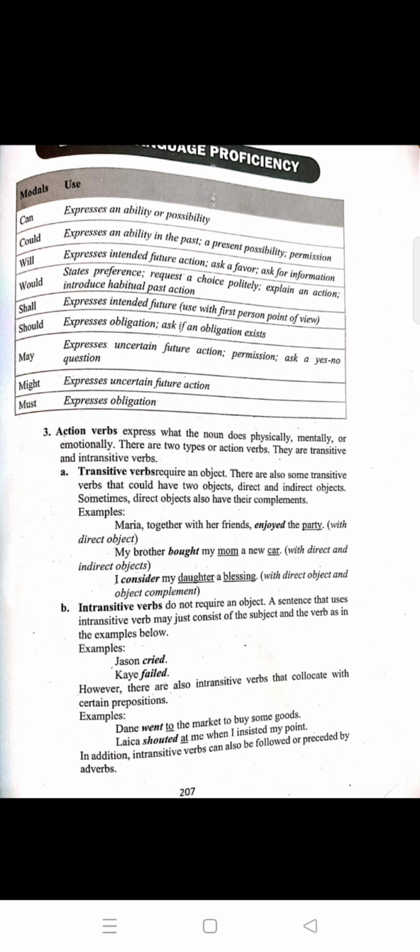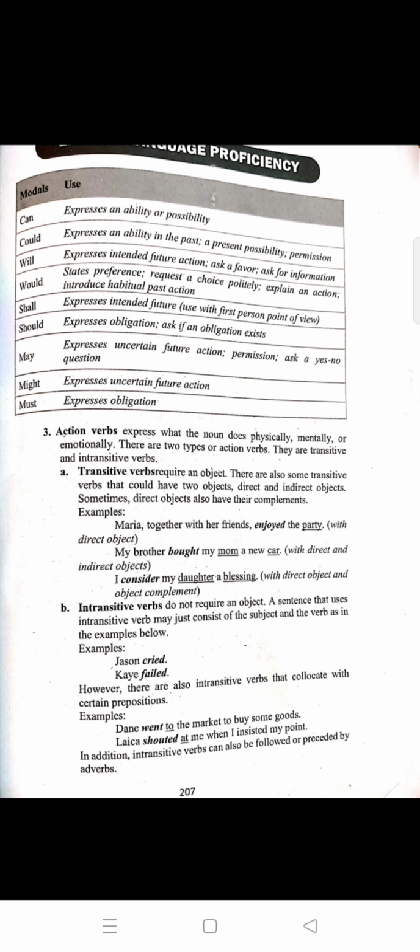We have the can, could, will, would, shall, should, may, might, and must. And sometimes we get confused on when to use these modals. Let us discuss them one by one. Can is used when you are trying to express an ability or possibility. Example: I can dance, I can sing, I can write, I can read. So you are trying to express your ability.